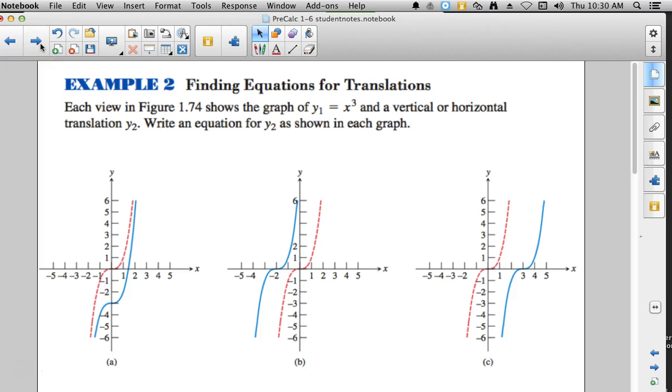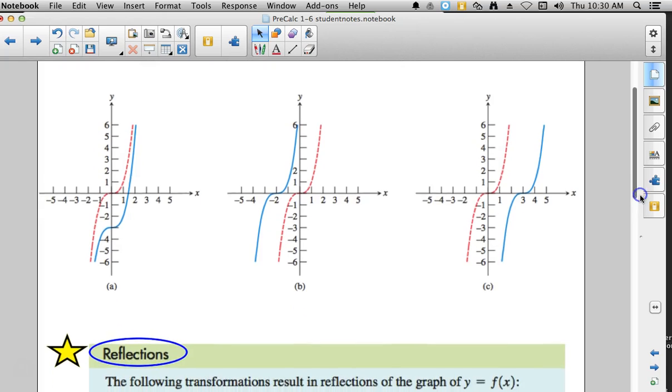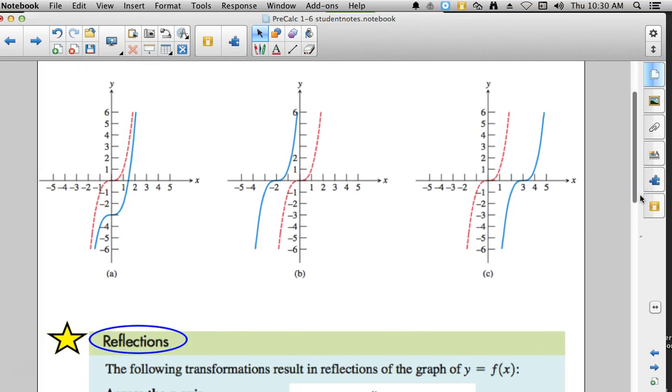So now, each view in figure 1.74 shows the graph of the cubic function, parent cubic function, y equals x to the third, and a vertical or horizontal translation, and that one they're showing as y sub 2. Write an equation for y sub 2 as shown in each graph. Well, let's see. The dashed one is our helper, and that's going to be the basic parent function y equals x cubed. So what we really have to do is figure out how they've translated this, and then whether or not we should connect that with x, or if that's something that happens with y.